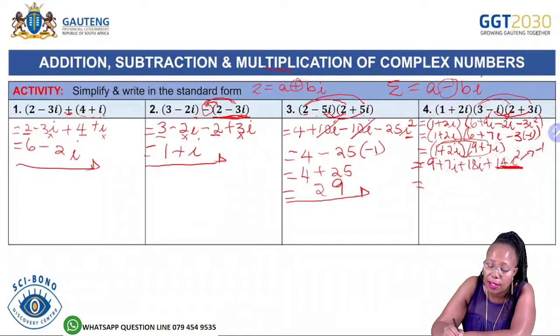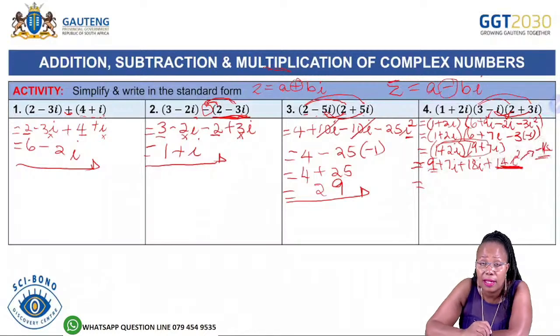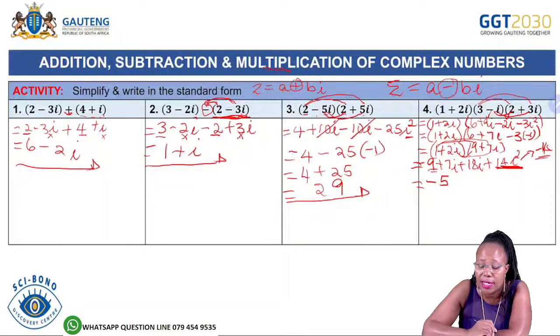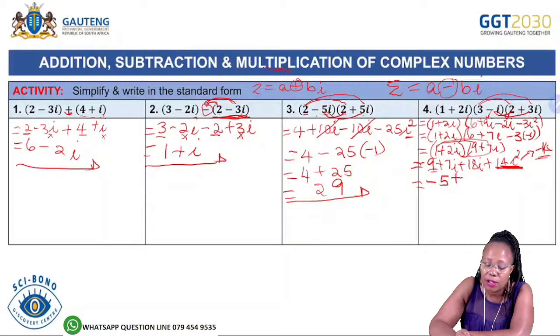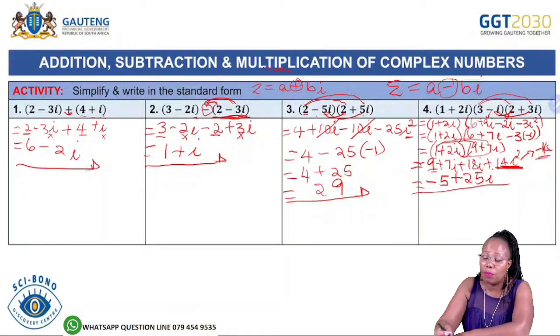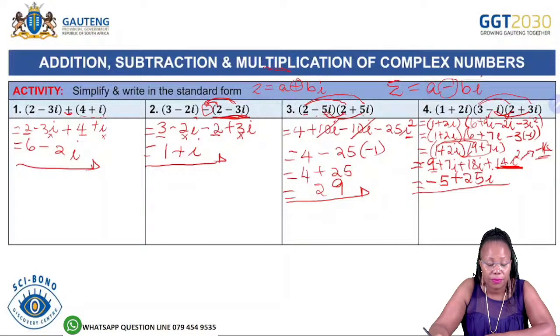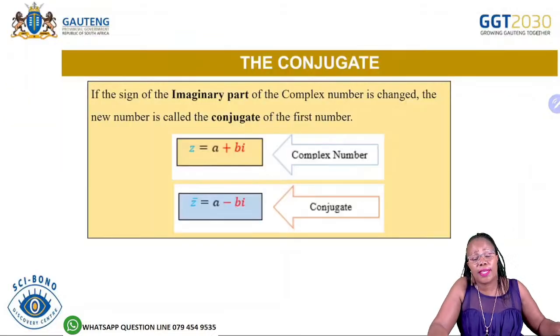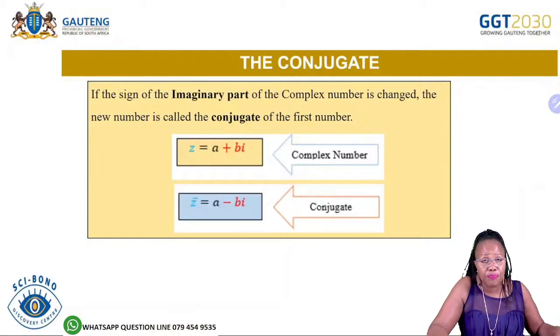And then now from here, we are adding this minus 14 plus 9. Minus 14 plus 9 will be a minus 5. We are automatically adding like terms. And then the 7i plus the 18i will give us how much, grade 12? That is the 25i. So this is now your answer in rectangular complex form. Okay, that is the addition, the subtraction, and the multiplication of your complex numbers.